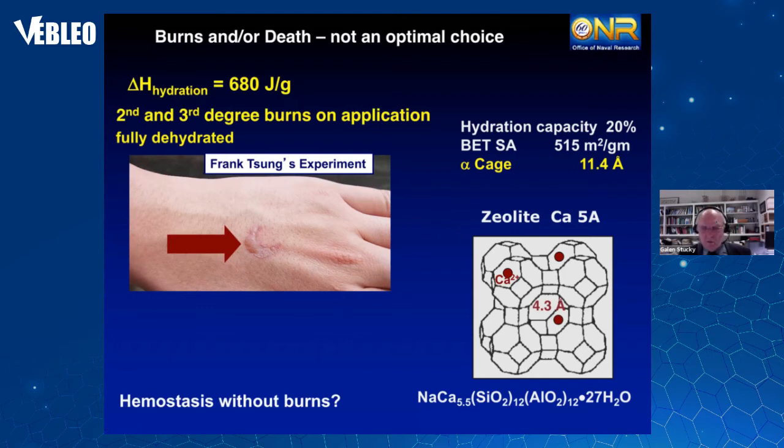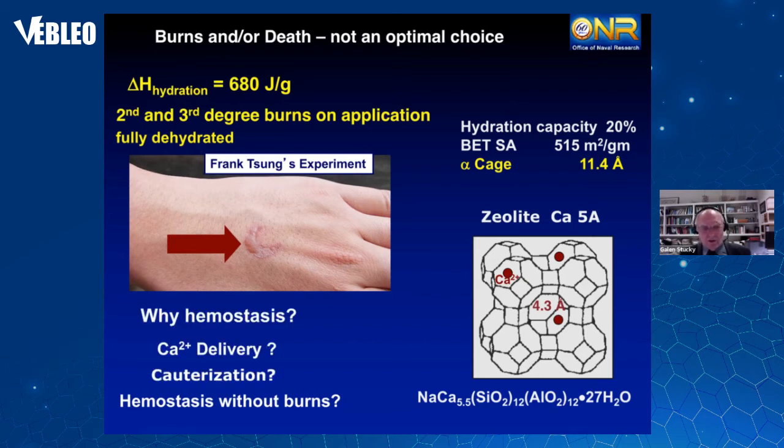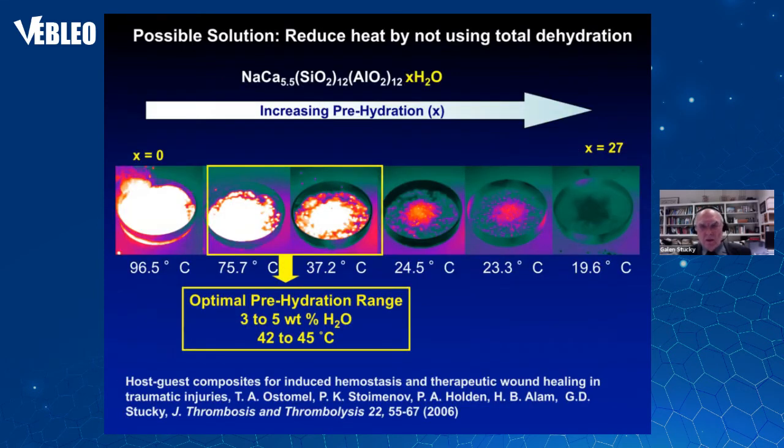And so there are several questions. Number one is, first of all, how do you stop the bleeding without the burns? And secondly, why does it work? Why is it calcium? It could possibly be cauterization even, but there are some other issues involved in that. So that was where we started.